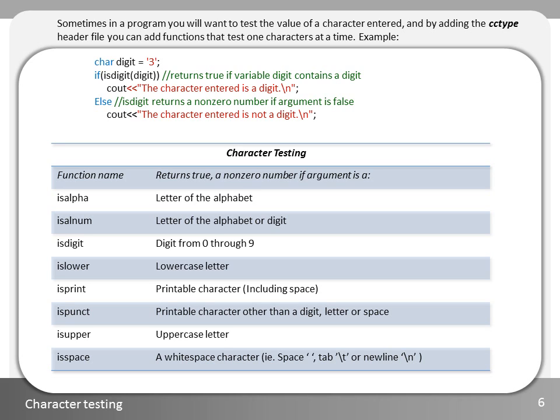isalpha verifies if the character is a letter of the alphabet. isalnum verifies if the character is a letter of the alphabet or a digit. isdigit, as we saw previously, verifies if it is a digit from 0 to 9. islower checks if it is a lowercase letter. isprint checks if it is a printable character. This includes whitespace. ispunct verifies if it is a printable character other than a digit, letter, or space, a punctuation. isupper checks if it is an uppercase letter. And finally, isspace checks if it is a whitespace character, such as a space, a tab, or a new line.